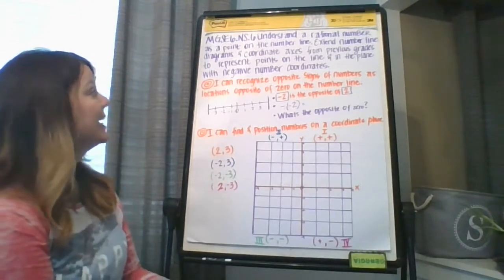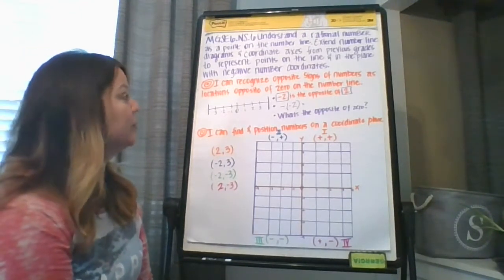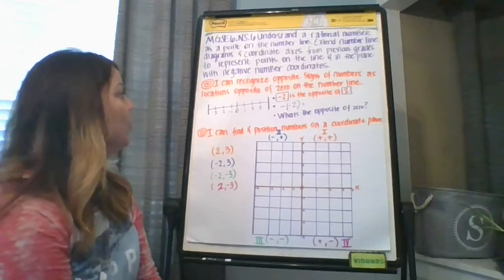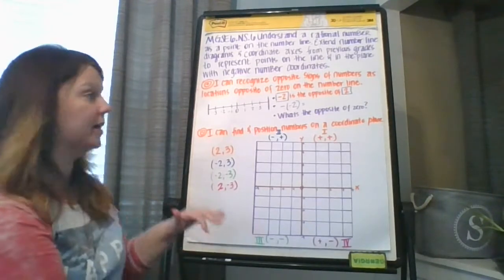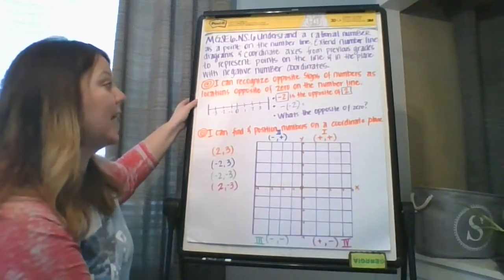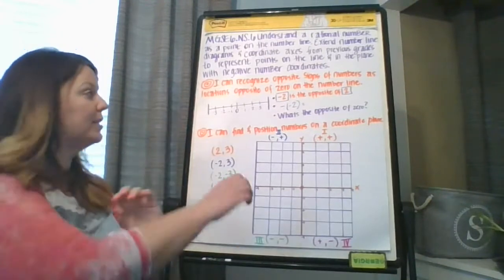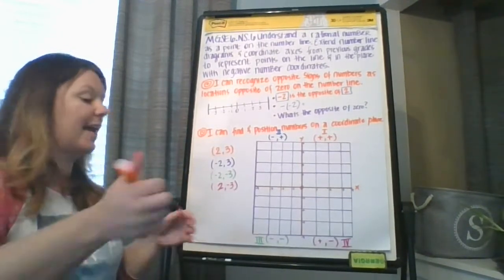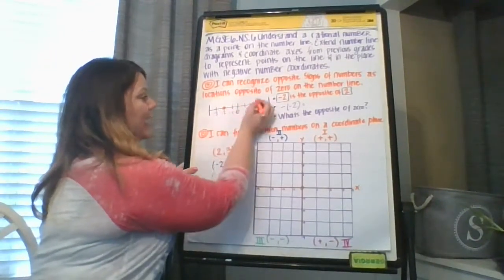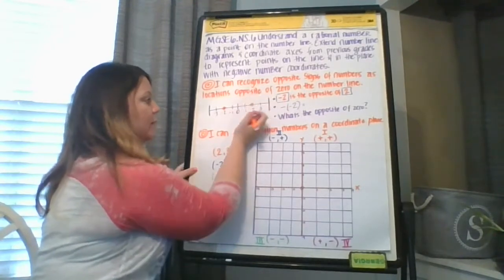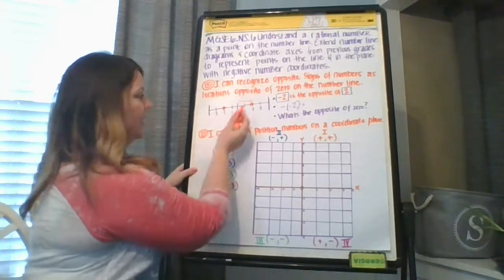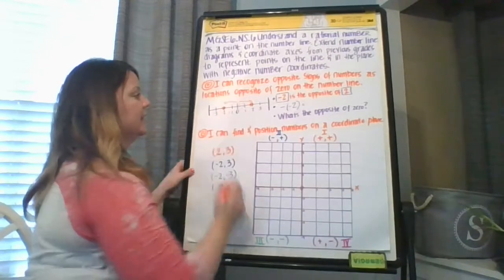We are going to extend our number line diagrams and coordinate axes from previous grades to represent points on the line and in the plane, with negative number coordinates. So this has two parts. The first part says, I can recognize opposite signs of numbers as locations opposite of zero on the number line, which essentially just means that negative 2 on the number line is the exact opposite location of positive 2. Positive 2 is 2 units to the right of 0. Negative 2 is 2 units to the left of 0.